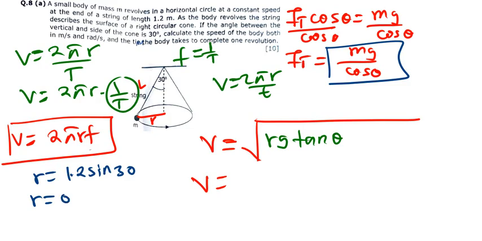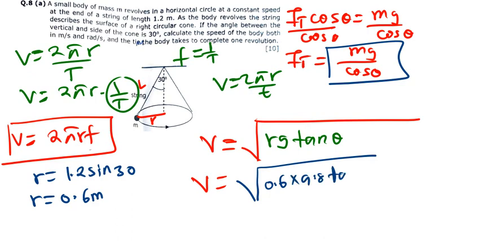0.6? 0.625 or 0.6? Just 0.6. So 0.6 meters. That is now my radius. So I'll come here and now plug in the values. So I'll say my radius is 0.6. Then my g is 9.8 times tan 30.